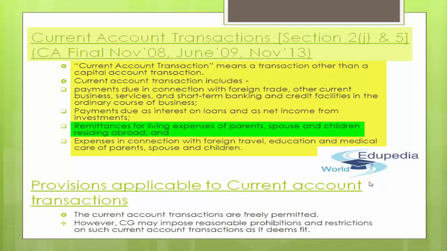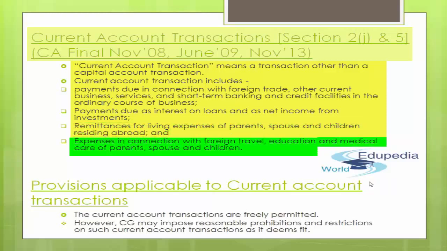You have your father, you have your mother, you have your wife, you have your children, and most likely it can be a case that you have been settled in India, though your family is staying outside, abroad. So whatever kind of living expenses that you are going to pay to all these persons abroad, these remittances will be included in your current account transaction. Number 3, that's. Number 4, the expenses in connection with foreign travel, education, medical care of parents, spouse, and children.